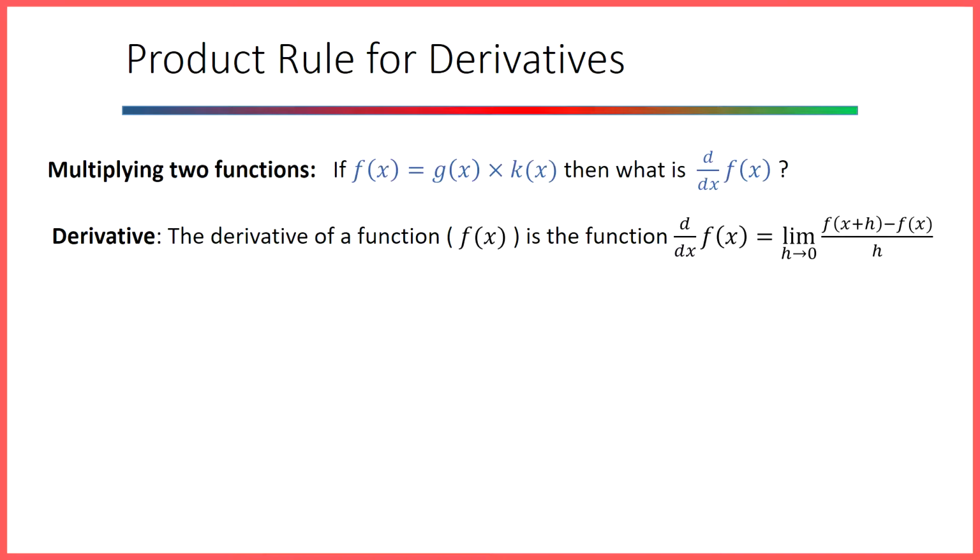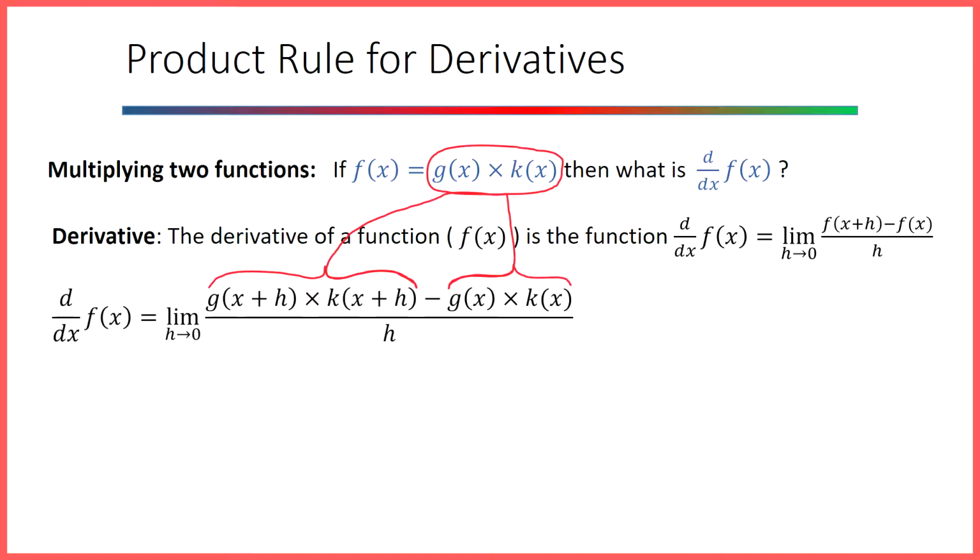Okay, let's work on figuring out what the derivative will be for a function that is a product of two functions. Or in other words, what do we get for the derivative when we multiply two functions times each other? Well, let's start off similarly by substituting in g of x times k of x for f of x in our limit definition of the derivative. We now see that the derivative of f of x will be equal to the limit as h approaches 0 of g of x plus h times k of x plus h minus g of x times k of x, all divided by h.